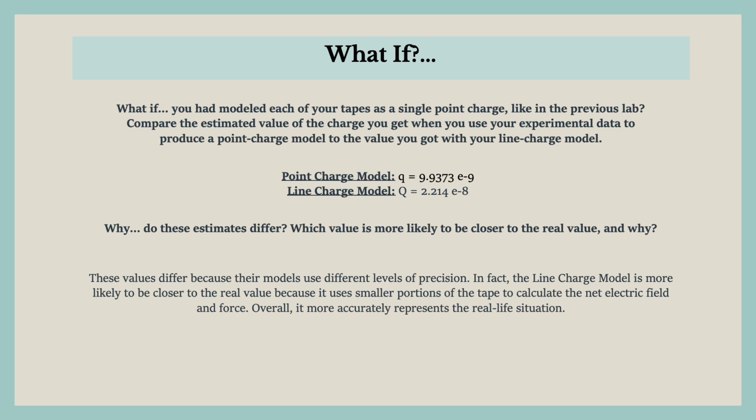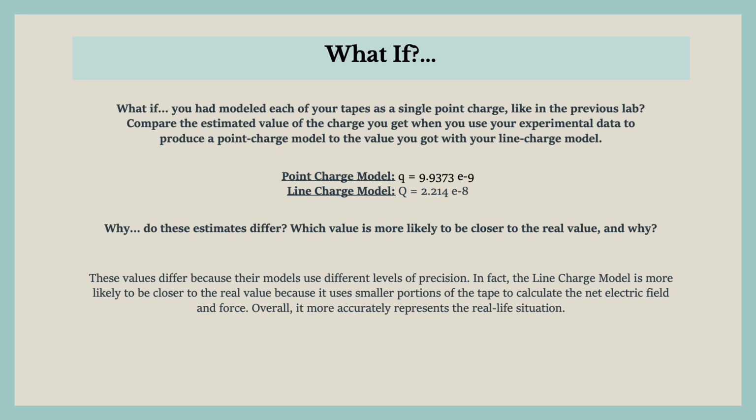Here are some what-if questions. What if you had modeled each of your tapes as a single point charge, like in the previous lab? Compare the estimated value of the charge you get when you use the experimental data to produce a point charge model to the value you got with your line charge model. Like we said in the beginning, the point charge model gives 9.9373 times 10 to the negative 9th. In the line charge model, you have a new Q that is 2.214 times 10 to the negative 8th. Why do the estimates differ?